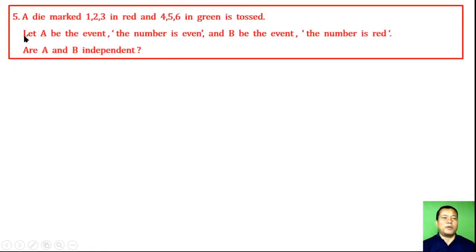For question number 5, a die marked 1, 2, 3 in red and 4, 5, 6 in green is tossed.